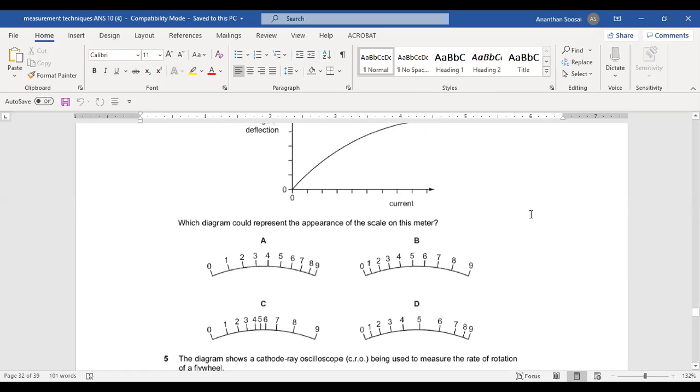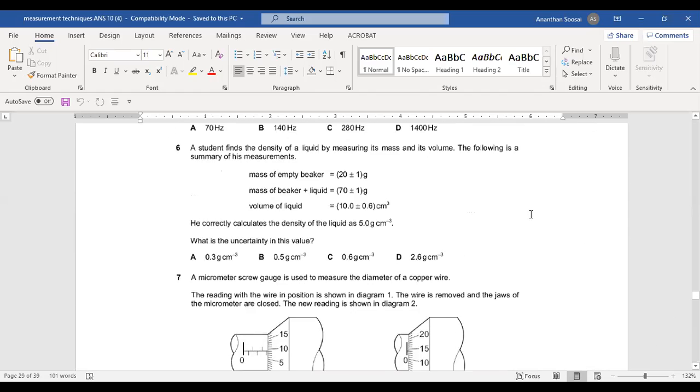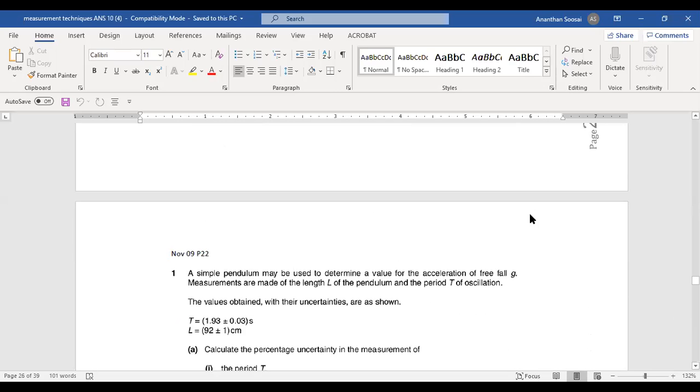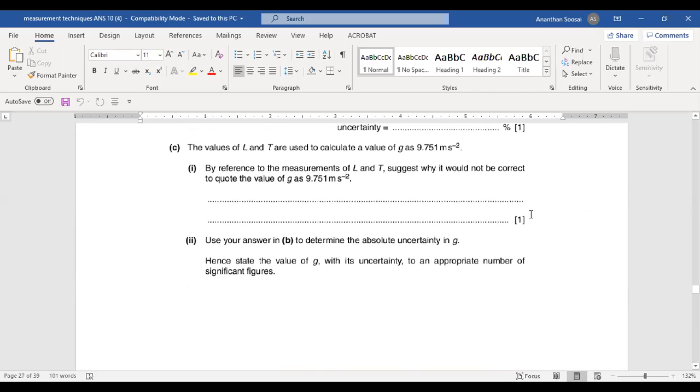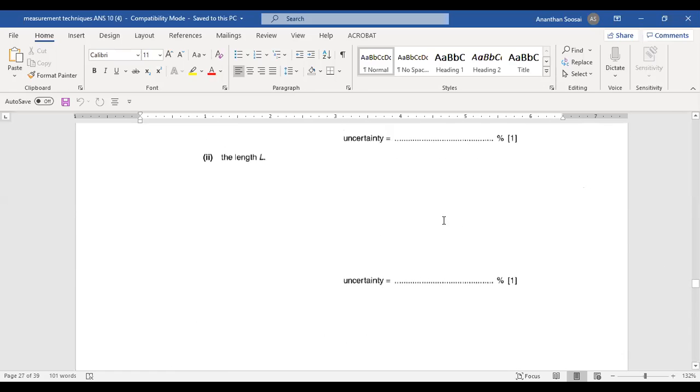November 2009, November P22. Part C, the value of L and T. Good question. Maybe some of your friends haven't tried yet, so let me go from the beginning of this question and try to get some idea of what you're going to do. I think you need to go for part A.